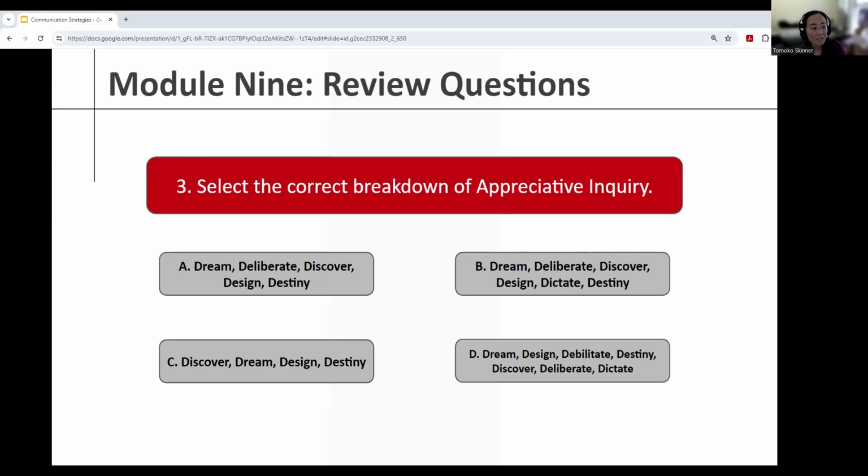A, dream, deliberate, discover, design, and destiny. B, dream, deliberate, discover, design, dictate, destiny. Or C, discover, dream, design, destiny. Or D, dream, design, debilitate, destiny, discover, deliberate, dictate. Okay, C is the correct answer.